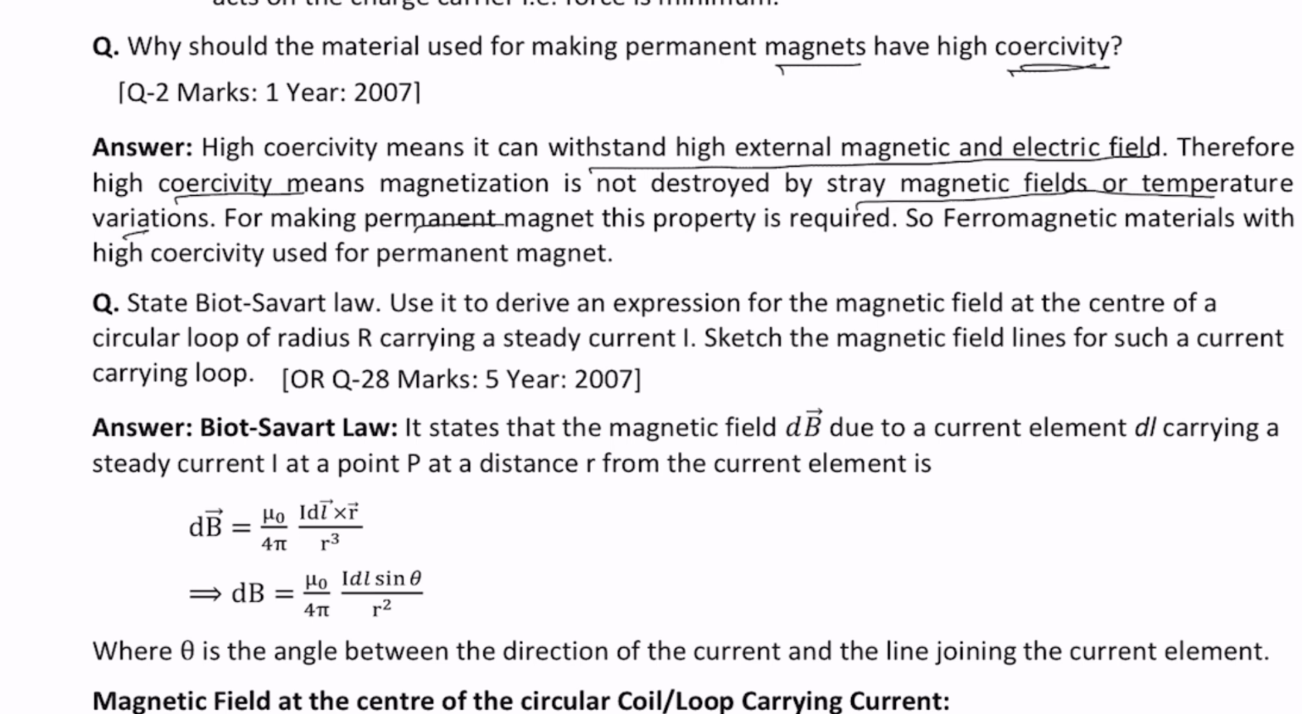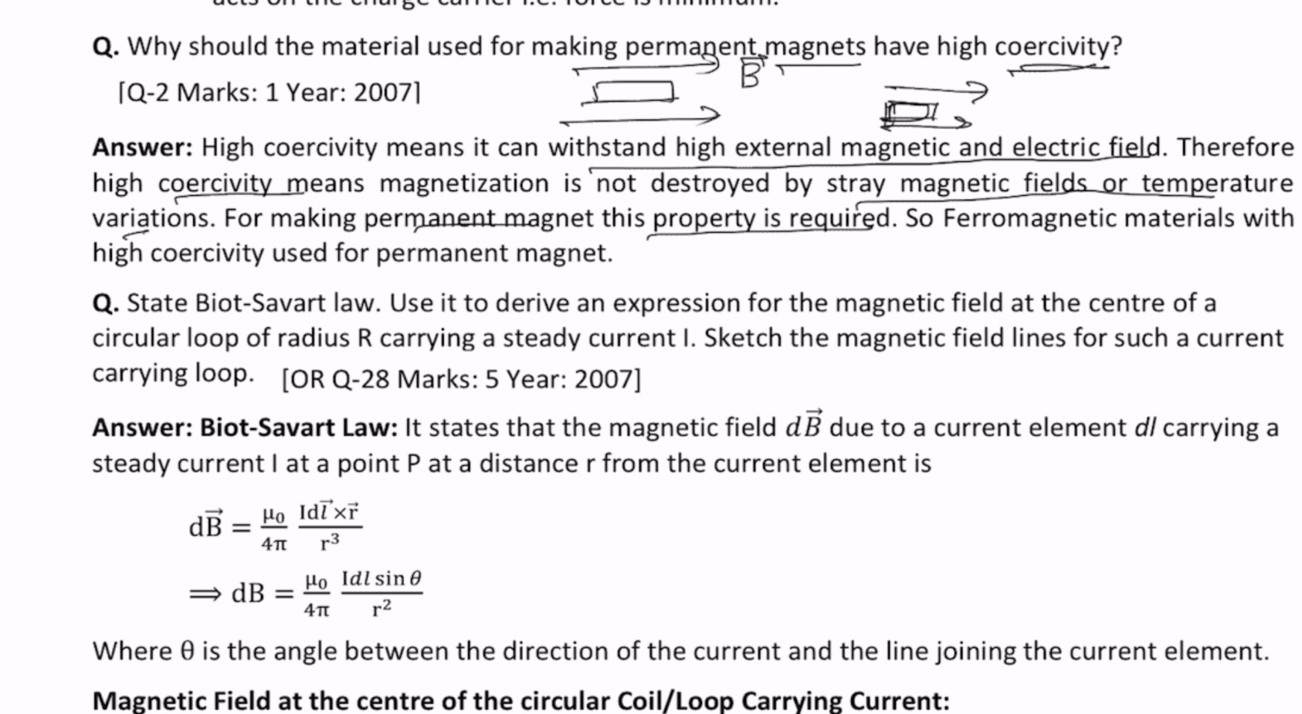For making a permanent magnet, this property is required, because retentivity means that after removal of the external magnetic field, it should remain a magnet. When we develop a permanent magnet, what is our main objective? That it develops high intensity of magnetization. What is intensity of magnetization? Suppose this is an external magnetic field, correct? And an iron bar is kept.